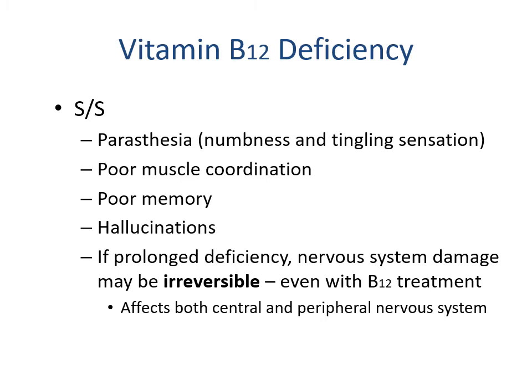We'll also see poor muscle coordination, poor memory, hallucinations, and if there's prolonged deficiency, the nervous system damage may become irreversible even with B12 treatment. So what will happen is that the damage, if I start providing the patient with B12, won't get any better, but it just won't get any worse. And this neurological damage can affect both the central and peripheral nervous system.